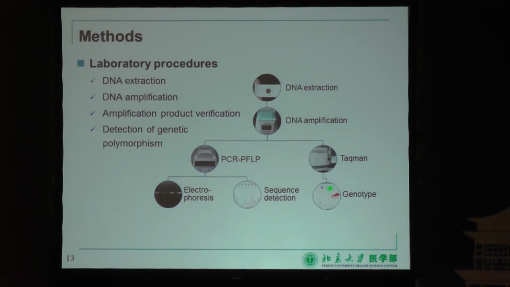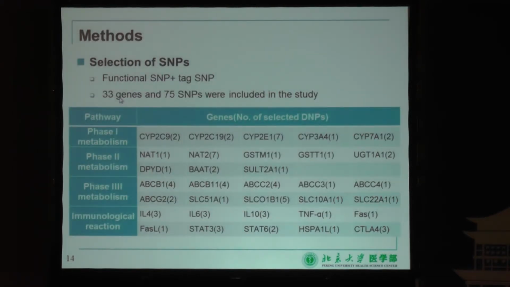The DNA from the FDA card was extracted, and after the amplification, the PCR method was used to verify, and then the TaqMan method was used to detect the genetic polymorphism. The NCBI SNP database was used for the selection of the SNPs, and the TagSNP approach was used when it is necessary.